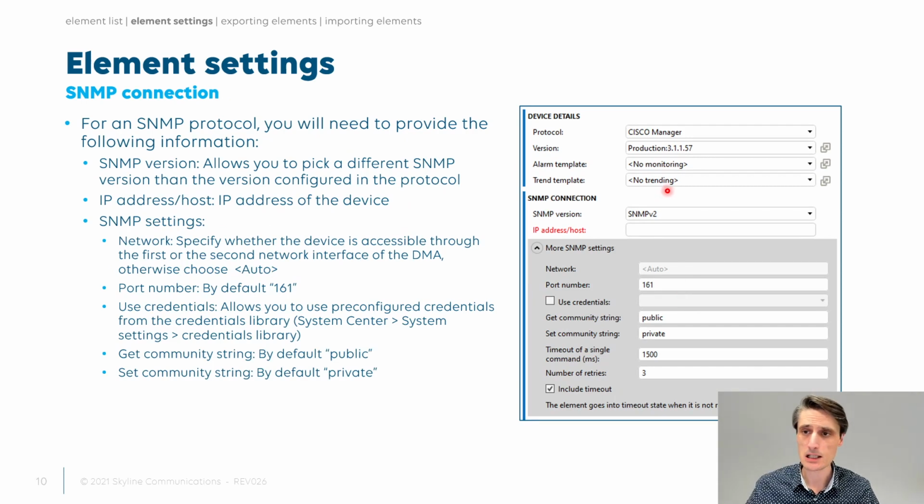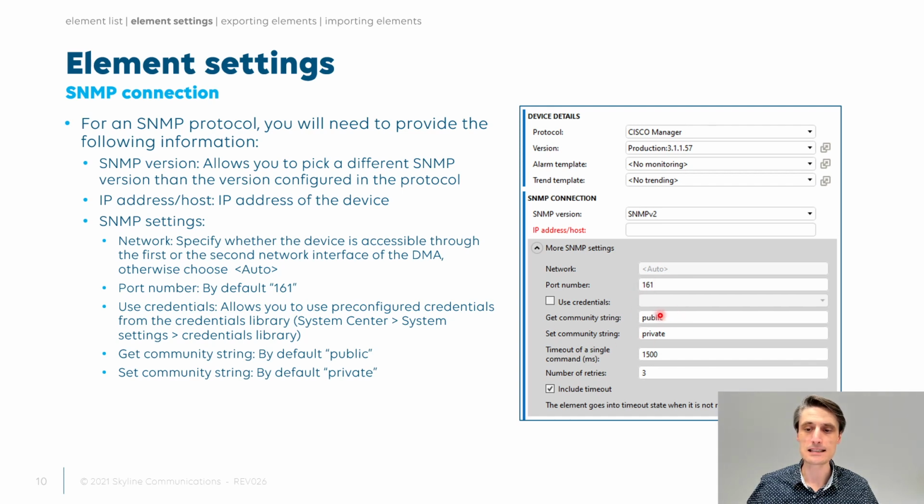If we go for an SNMP device like the Cisco Manager, in this case, we will be able to choose the SNMP version. So you can go for SNMP version 1, 2, or 3, depending on what's supported, and the IP address or host. Note that the IP address can be v4 or v6, so a v6 IP address is also supported here, as well as a host name or a DNS name. Next to that, in the more advanced section or the more SNMP settings, we have the port number, which is by default 161. Normally we should not have to touch that.